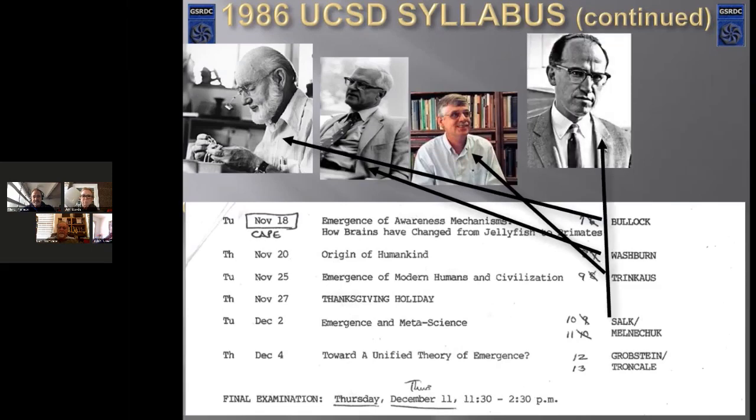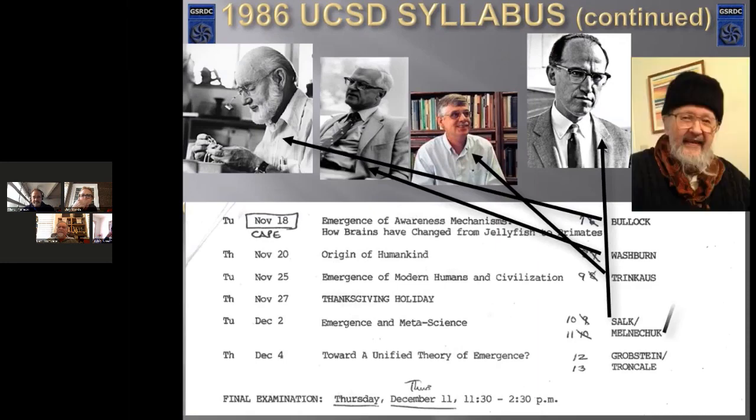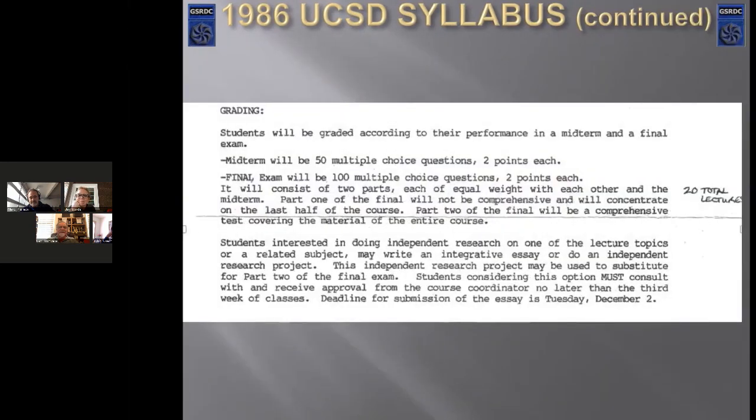Then Jonas Salk, who is well known and famous also, talked about emergence and metascience. And of course, we define system science now, or at least I do, in terms of metascience. And then we talked about a unified theory of emergence toward the end. Ted Melnicek, I'll talk about a little bit later too, who talked about this concept of metascience.